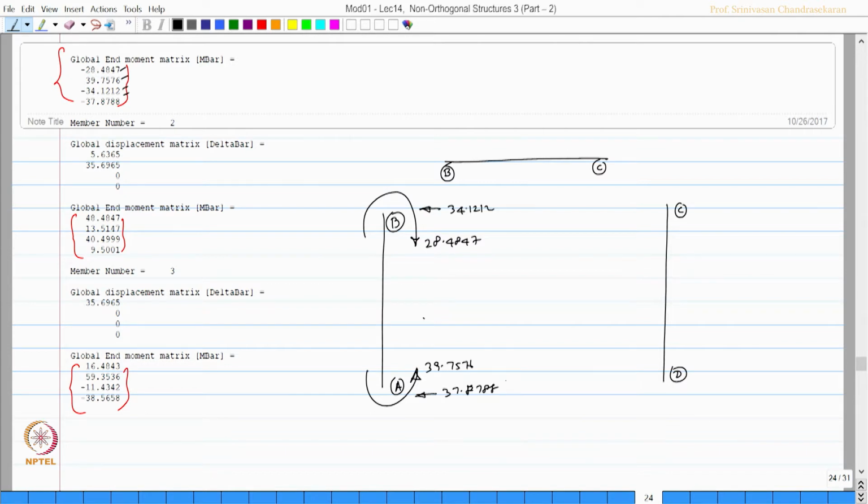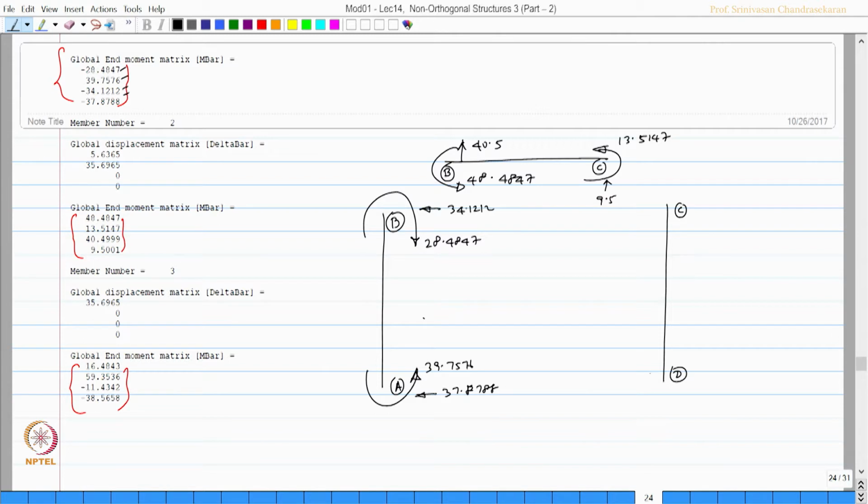this is 37.8788, correct. Similarly, BC, you will see this is going to be positive. So, 48.4847, and this is going to be 13.5147, and this value is 40 point, let us say 5, and this value is 9.5.